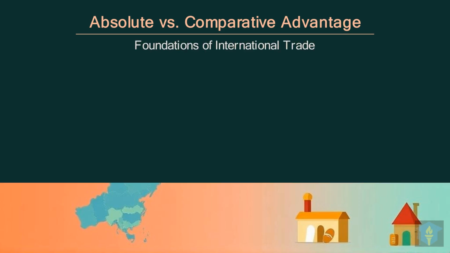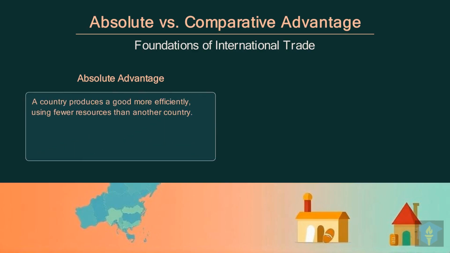These concepts form the very foundations of international trade, explaining why countries specialize and exchange goods. First, let's define absolute advantage, a key concept that helps us understand basic trade benefits. It means a country produces a good more efficiently, using fewer resources than another nation, making it a superior producer. For example, India's IT services often demonstrate absolute advantage due to its skilled workforce and lower labor costs.